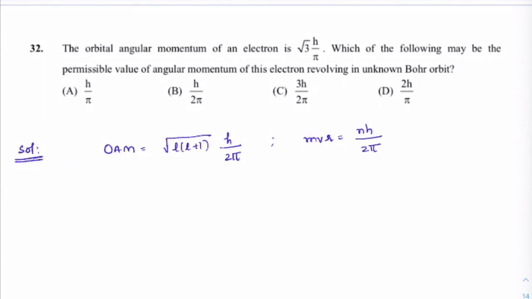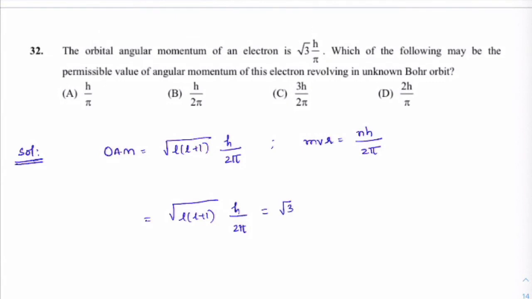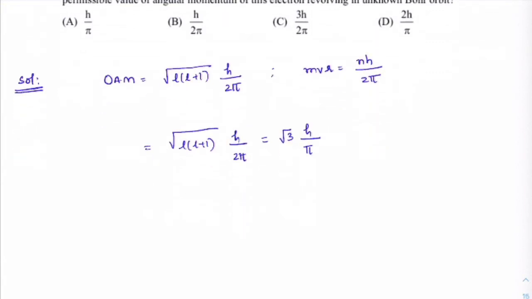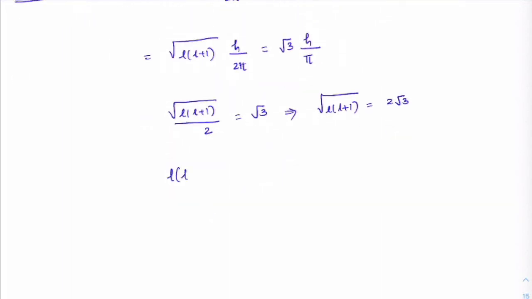So our objective is to find out that n now. So how can we do that? We can have this as L into L plus 1 h by 2 pi, and this value is already given as root 3 h by pi. Which means under root of L into L plus 1 by 2 is equal to root 3, which is under root of L into L plus 1 is equal to 2 root 3. If I square on both sides, I'll get L into L plus 1 is equal to 4 into 3, which is 12.